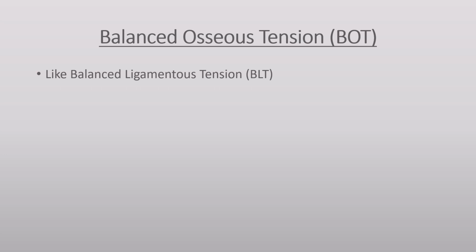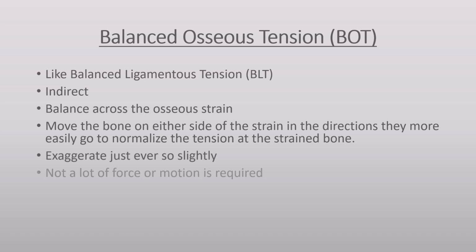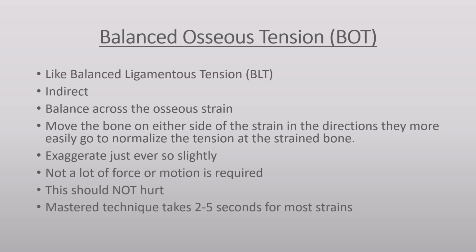One way to treat an interosseous strain is with what I call balanced osseous tension. It's like balanced ligamentous tension, but instead of ligaments, we're balancing bone. So it's an indirect technique, but while balanced ligamentous tension balances across a joint, balanced osseous tension balances across the strain within the bone to normalize the tension at the strain. This is accomplished by applying forces to the bone, usually just adjacent to the strained bone tissue. Apply the force in a way that pushes the strain in the directions it wants to be in, and then just barely exaggerate it. Not a lot of force or motion is required. This technique should not hurt, and with sufficient practice, this technique corrects most interosseous strains in a few seconds.